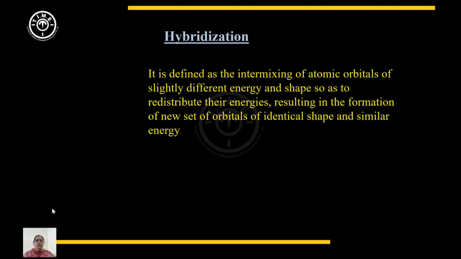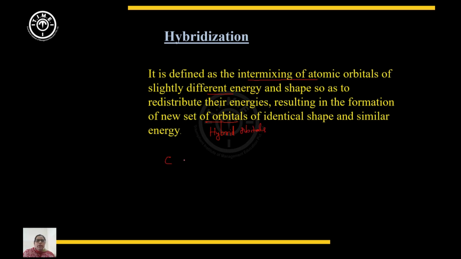So what is hybridization? It is defined as the intermixing of atomic orbitals of slightly different energy and shape so as to redistribute their energies, resulting in the formation of a new set of orbitals of identical shape and similar energy. It is a process of intermixing of atomic orbitals, and these atomic orbitals are from the same atom, but they differ slightly in their energies and shape. After mixing, they redistribute into an equal number of new identical orbitals, and those orbitals are called the hybrid orbitals.